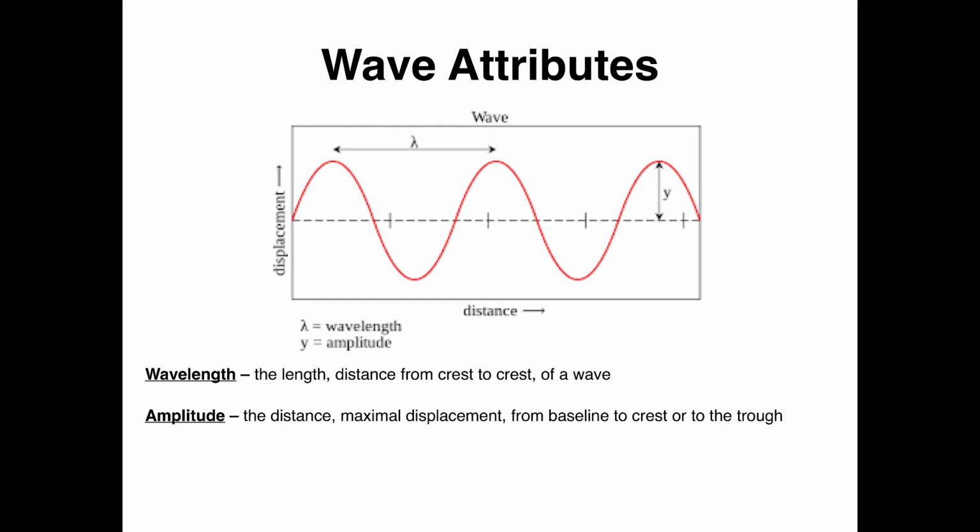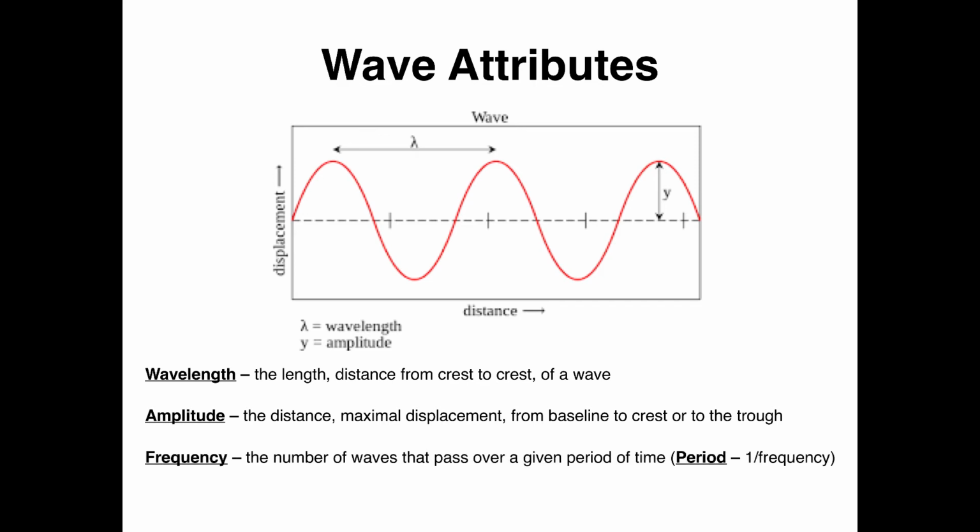The amplitude is the maximal distance or maximum displacement of the oscillation from the baseline. Now here the baseline is shown as a dashed line through the middle of the wave, with an equal amount of the wave below the line as above the line. And the distance y shown here would be considered the amplitude of the wave, and it would be equal to a negative distance at the trough.